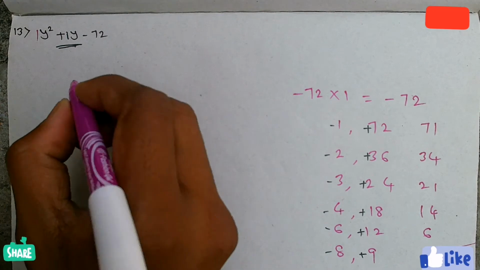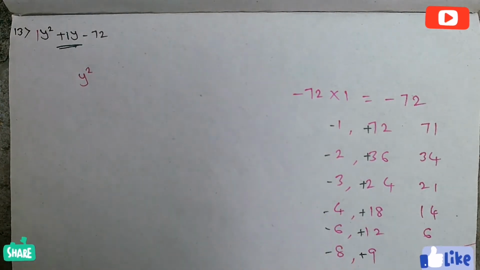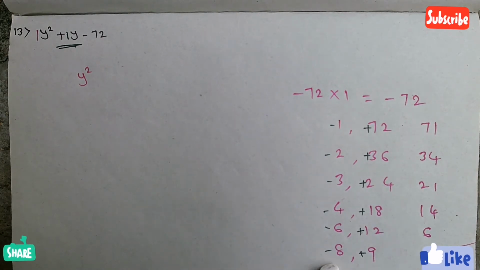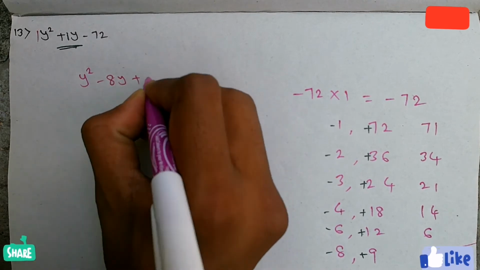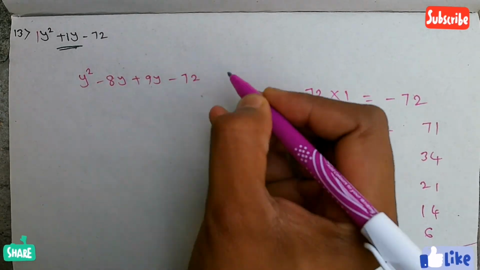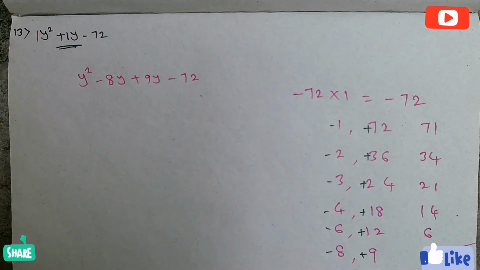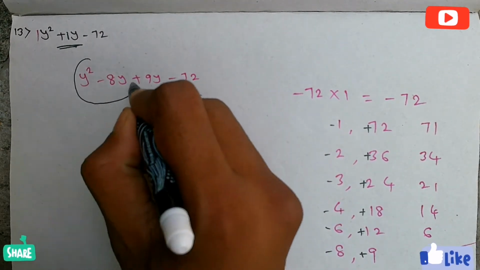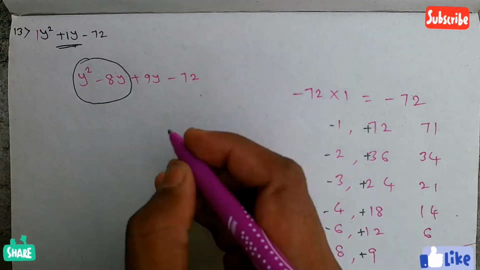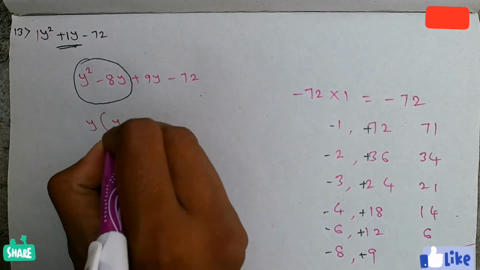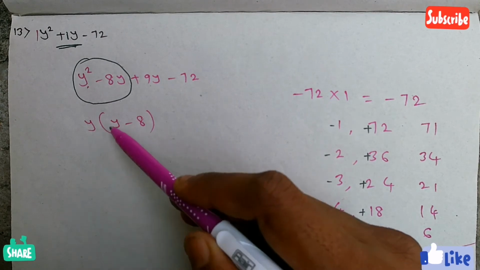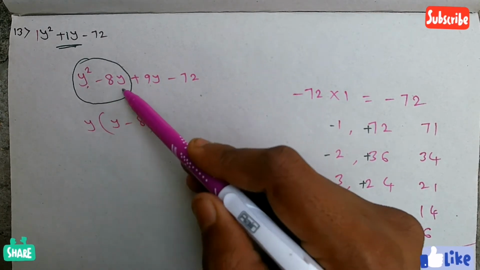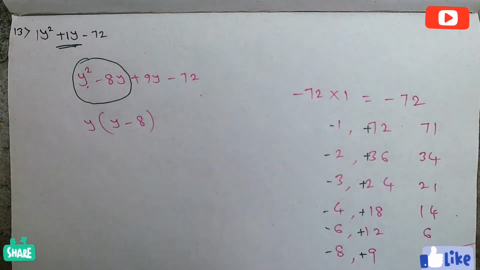So now first term y square as it is. In the place of the second term, that is 1y, we need to write minus 8y plus 9y, minus 72 as usual. Now again from the first two terms, shall we take anything common? Yes, y we can take common. So I am taking y common, so we remain with y minus 8. Because y square is there, already y completed, so one more y will remain. From minus 8y, y completed, so minus 8 will remain.